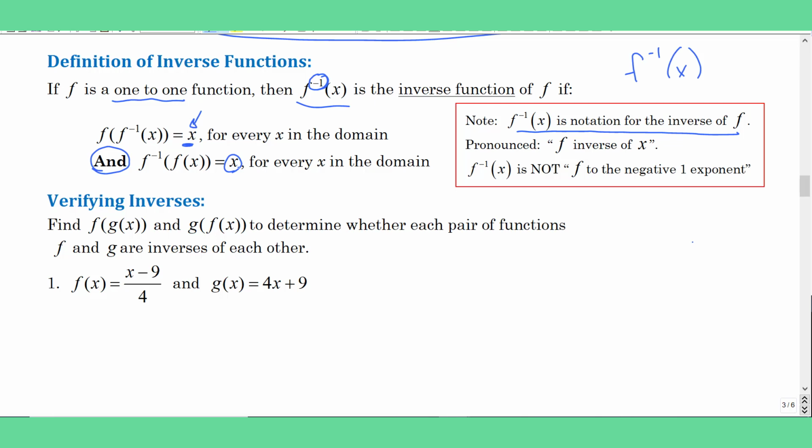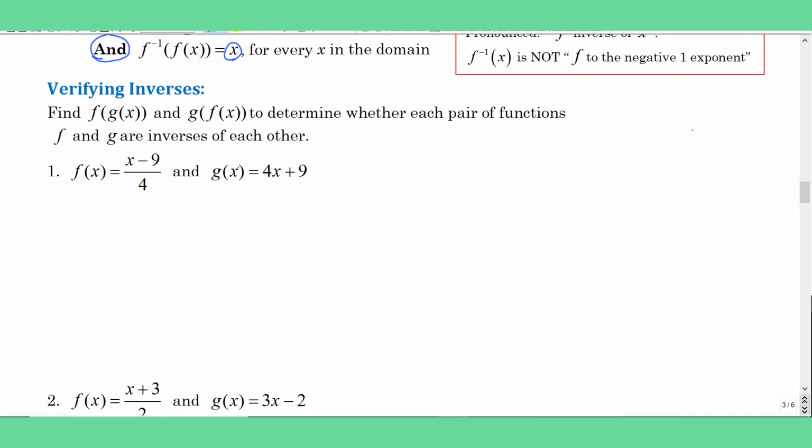Well, remember, we just did composite functions. So these are two functions, and we're composing them, and we should get back to where we started out. And that is our first objective. We're going to verify inverses.